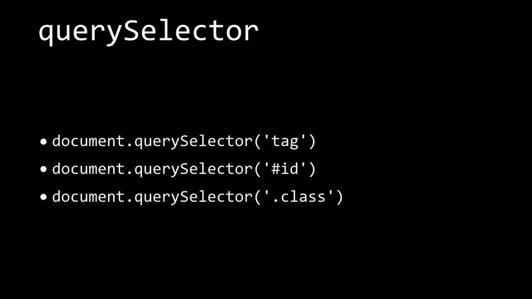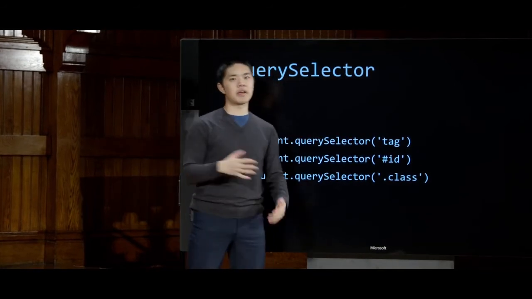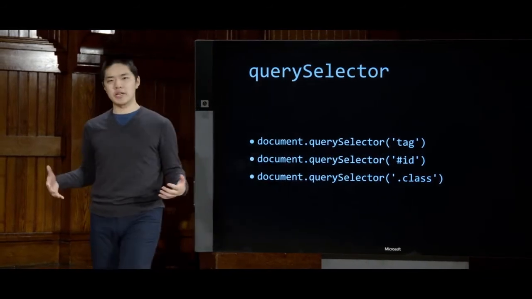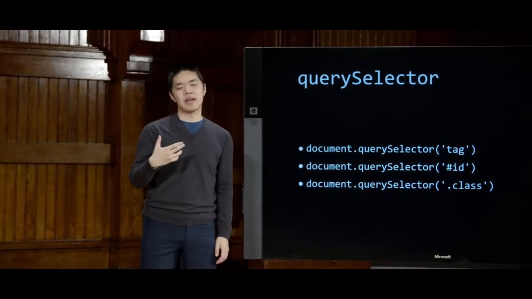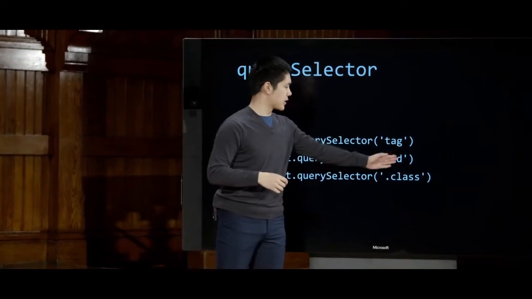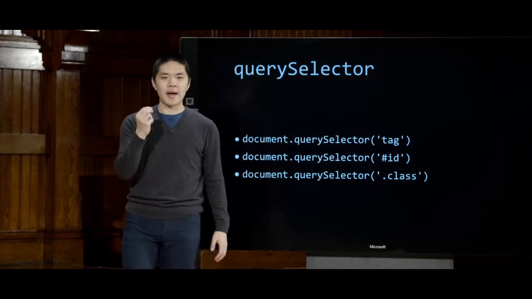So in CSS, if you'll recall, we had the ability to say, style all the h1s. Or we could say, style all the things with this particular ID or with this particular class. And document.querySelector works the same way, in that I can pass in a tag to say, get me the h1 element, or get me the button, or get me the form. But if there are multiple h1 elements, or multiple buttons, or multiple forms, I can be more specific than that if, for example, an element has an ID. In which case, I can say document.querySelector, and then in quotation marks, the hash mark, and then the name of the ID, to say, get me the element with that particular ID.